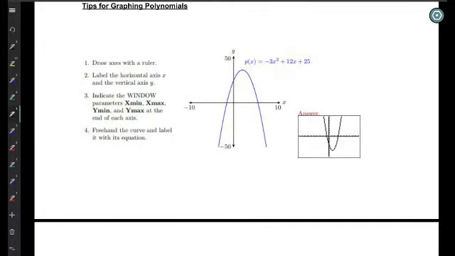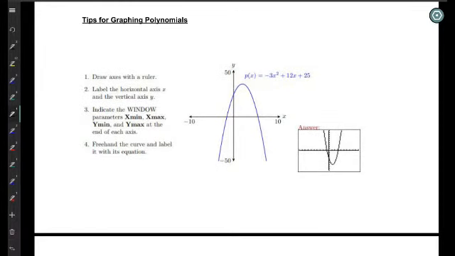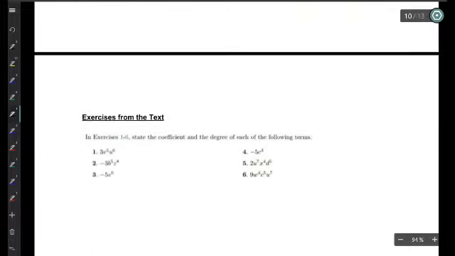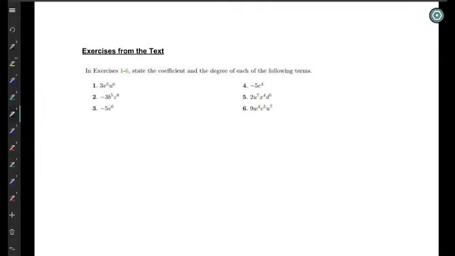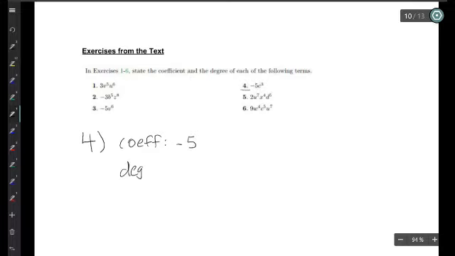Alright, so here are some tips on graphing polynomials that you can go through at your leisure. And you as well, do your homework. Now we'll do a few exercises from the text. Let's look at 4. State the coefficient. Coefficient negative 5. Degree 3.